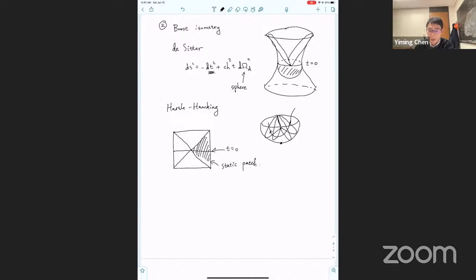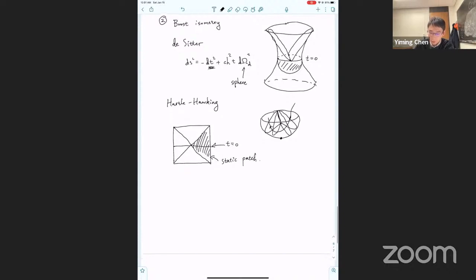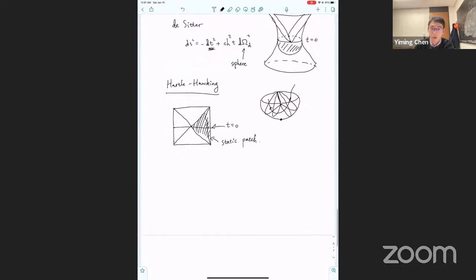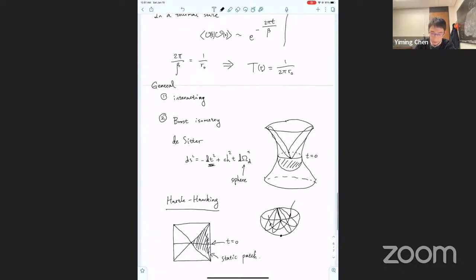There is a famous statement that if you choose the global vacuum, or the Hartle-Hawking vacuum, for de Sitter space, then from a static patch observer's point of view, an observer that just lives inside this static patch, the de Sitter vacuum looks like a thermal state with some temperature that you can also work out using the same trick. Here I just want to emphasize that this kind of construction is quite general. It applies to general situations where you have a boost isometry.